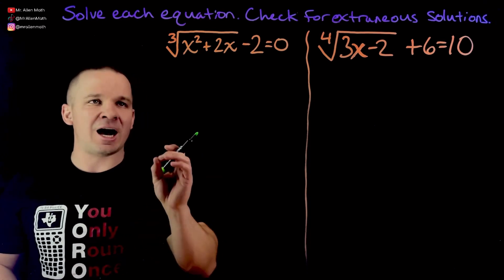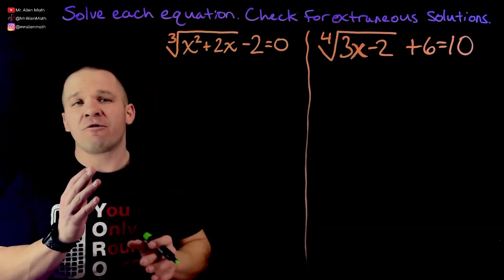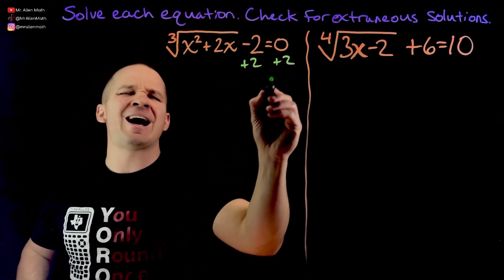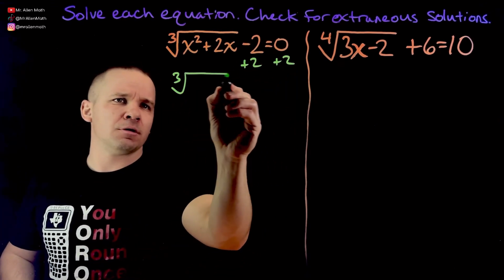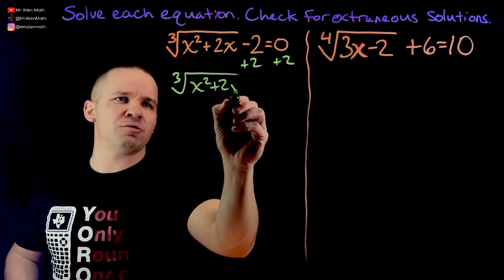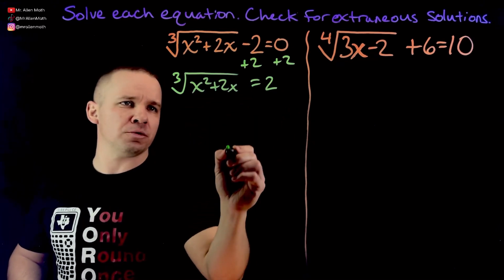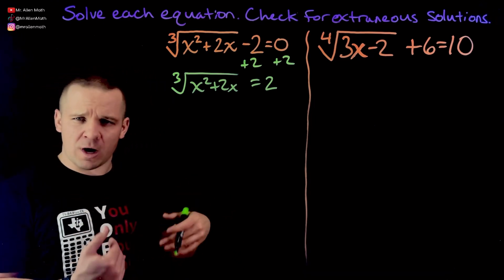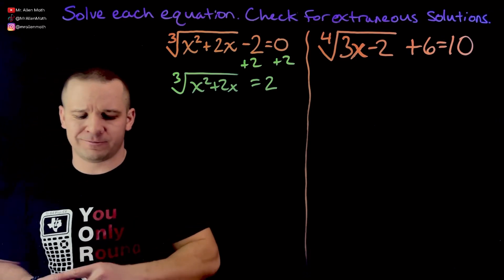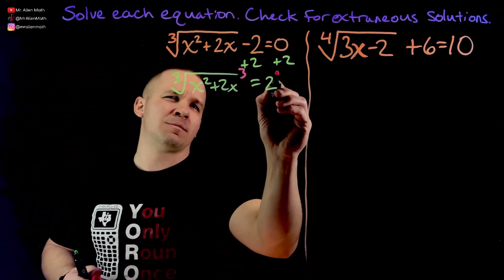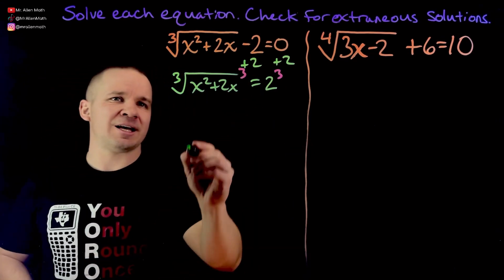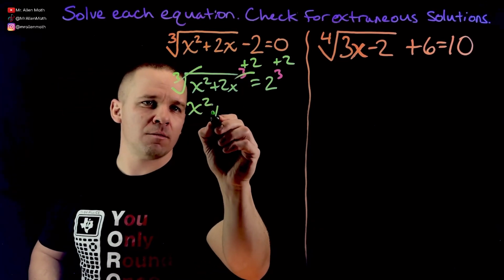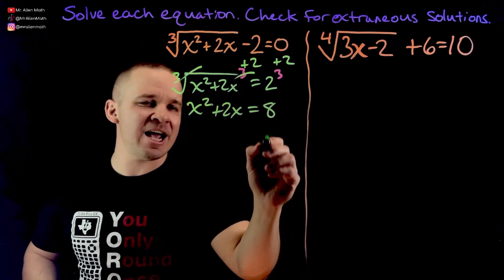First thing, I've got to isolate my radical. That's the same for any of these. If you can isolate the radical, do so. So I'm going to add 2 on each side, and now I have the cube root of x squared plus 2x equals 2. Now, how do I undo a cube root? Well, to undo a square root, I would just square it. So to undo a cube root, cube it. That cancels out that cube root, leaving me with x squared plus 2x equals 8.